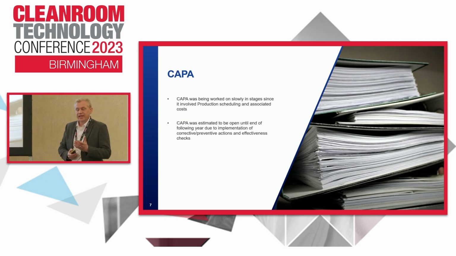The progress of the CAPA was slow because they were working around production scheduling and trying to manage the associated costs of having a line not working, and all the team and people that were involved in it. They estimated that the CAPA was going to be open until the end of the following year. So it was going to be open for several months whilst they worked on determining the root cause and what the most appropriate CAPA was.